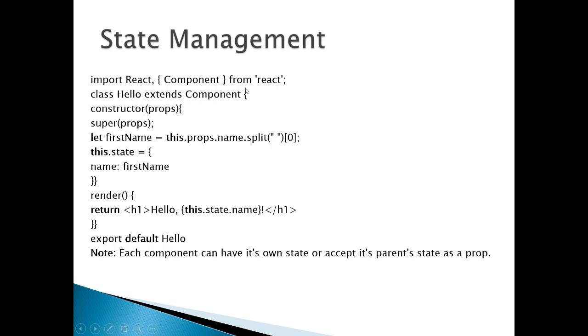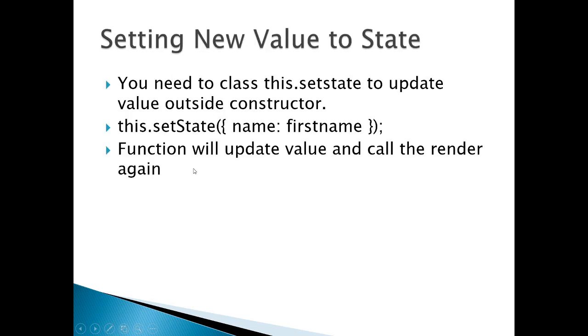Each component can have its own state or accept its parent state as a prop. So a parent can pass any information as a prop, and any component can contain its own state. Whenever the value of this state, the name, is changed, automatically this function will be re-rendered onto your screen. To set the new value, you have to call this.setState, and in that you will pass the state variable you want to change. On update, it will re-render the screen in front of you.